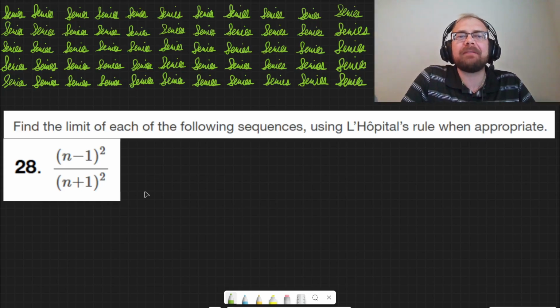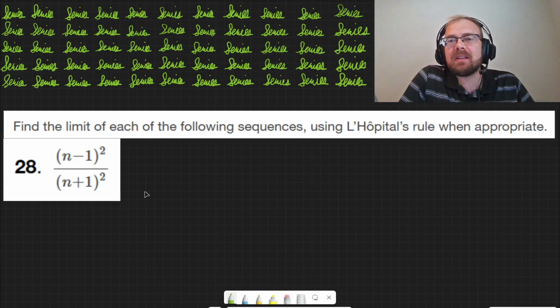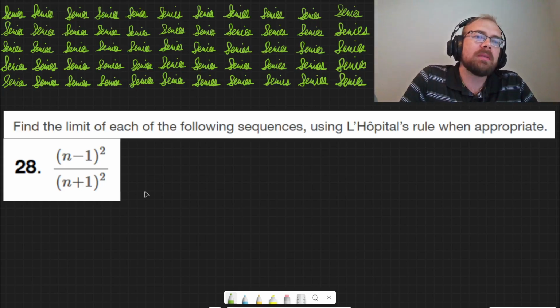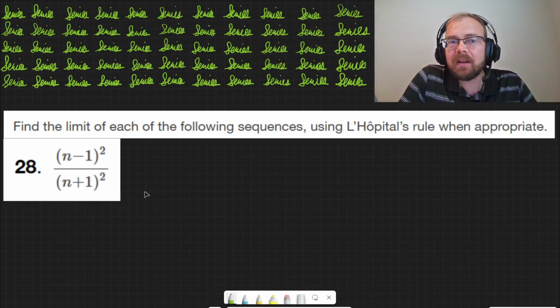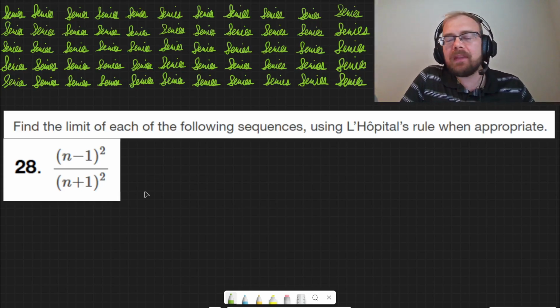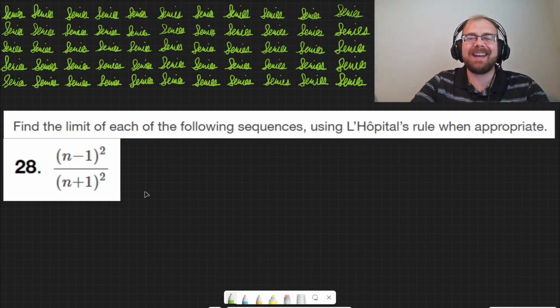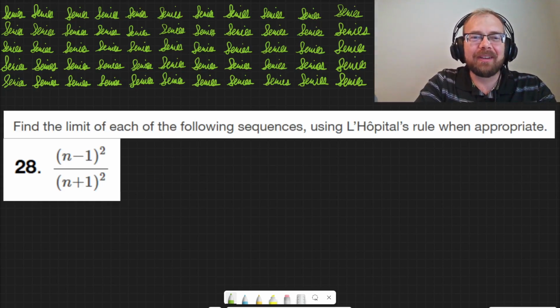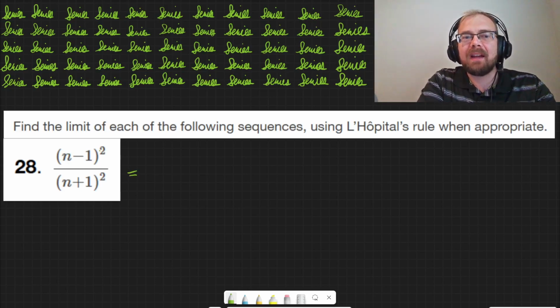We're supposed to find the limit of each of the following sequences using L'Hopital's rule when appropriate. So number 28, (n minus 1) quantity squared over (n plus 1) quantity squared. The limit of this is actually just going to be 1. I was going to go into a whole thing, but it's 1. And the reason why is because they have the same degree.